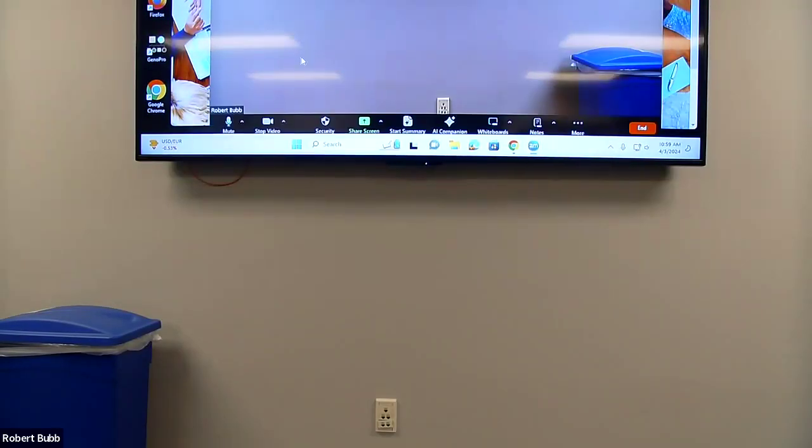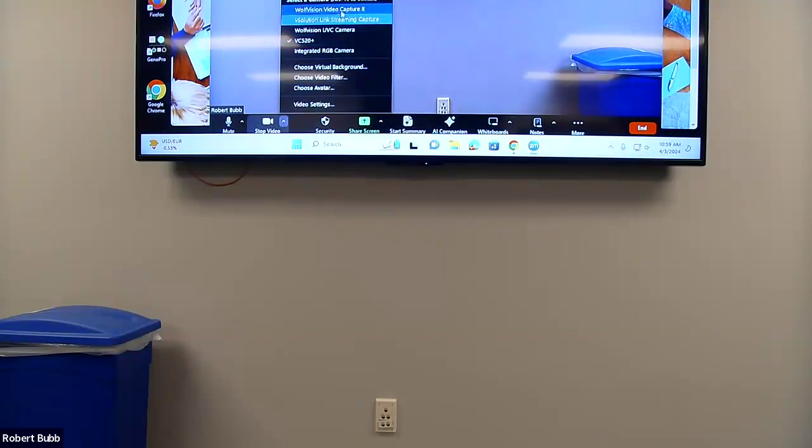The camera's pointing. Click on the little arrow next to the camera, and then change to that. There you go. That's how you do it. I think the doc camera shows up as Wolfvision. Yeah, Wolfvision, that's fine.